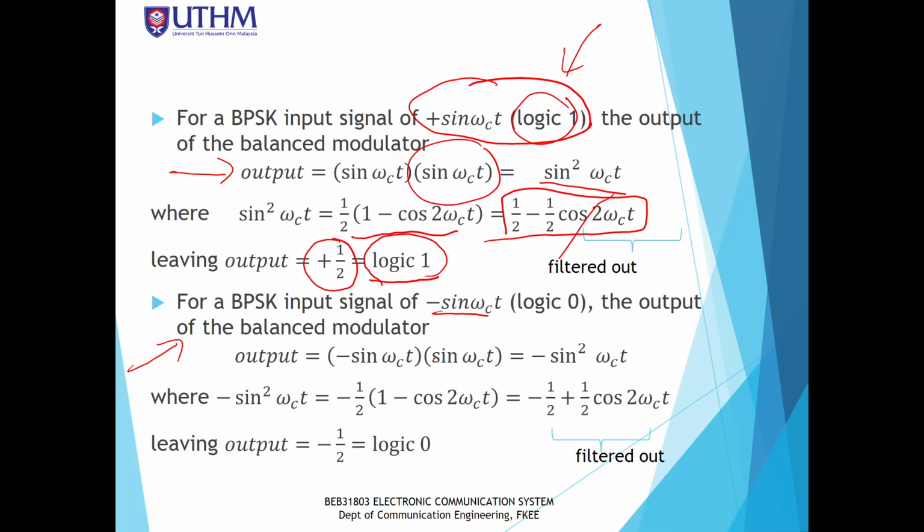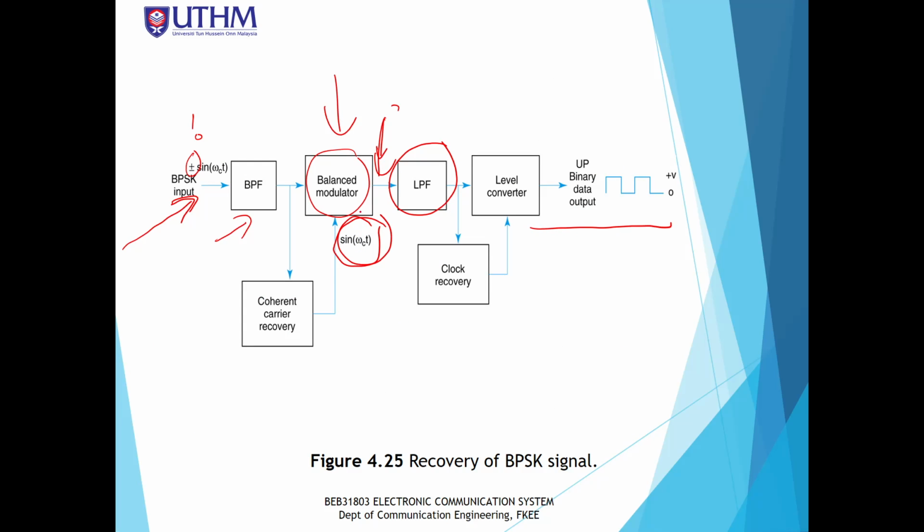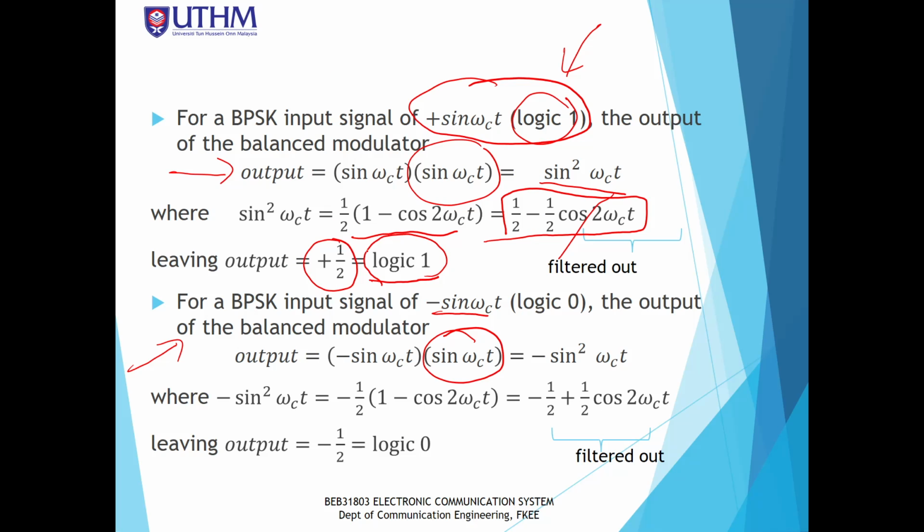So, negative sign multiplied with the analog carrier, yang ini multiplied with the analog carrier. So, dia akan jadi negative sign square. So, according to trigonometry identity, dia akan jadi negative 1/2 (1 tolak cos 2 omega ct), which is equal to negative 1/2 plus 1/2 cos 2 omega ct. And then ini adalah keluaran daripada balance modulator.